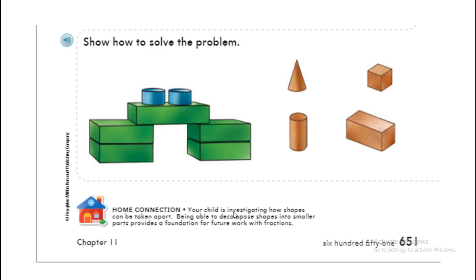So, let's show how to solve the problem. Look at the picture and tell me which shapes did Mike use to build his bridge. First, when you observe the picture, you will see that he used 2 shapes only: a rectangular prism and a very short cylinder, but still it is a cylinder. So he used 2 shapes only: the cylinder and the rectangular prism.